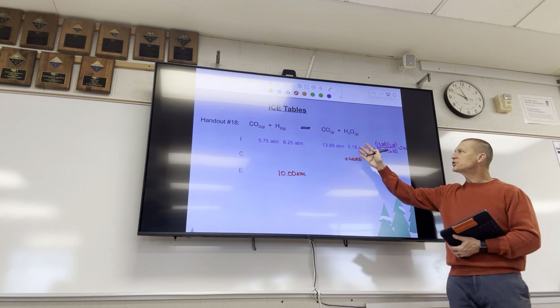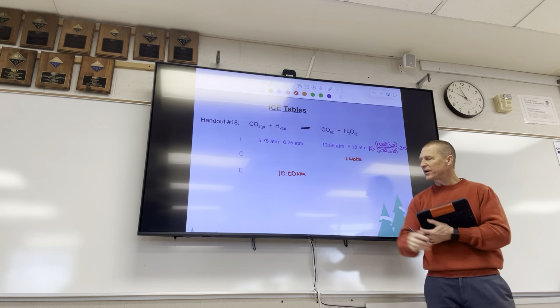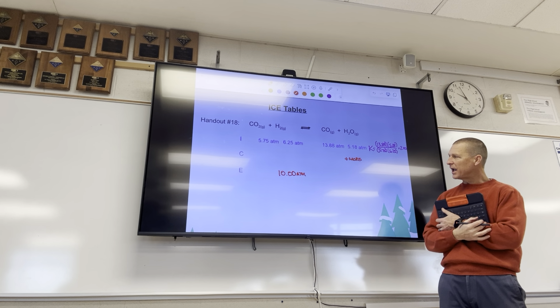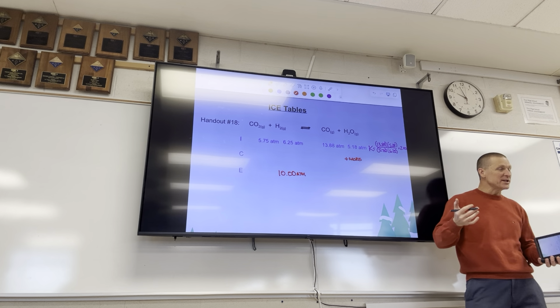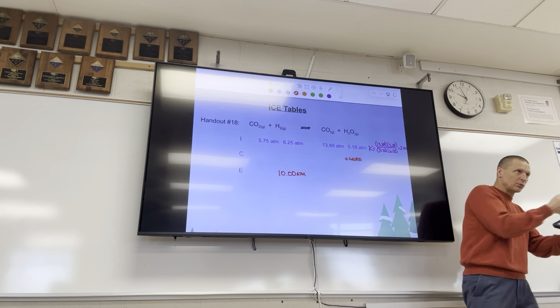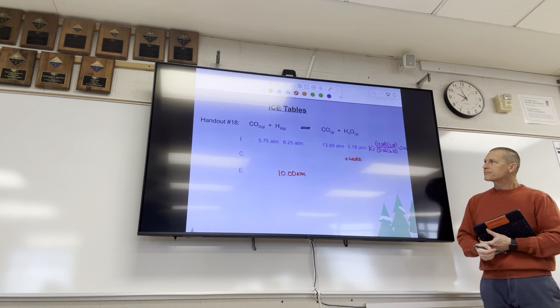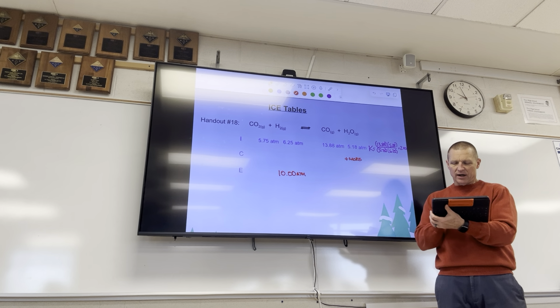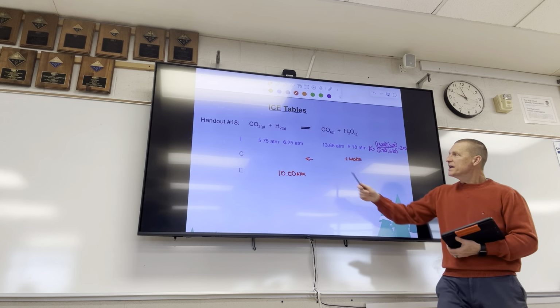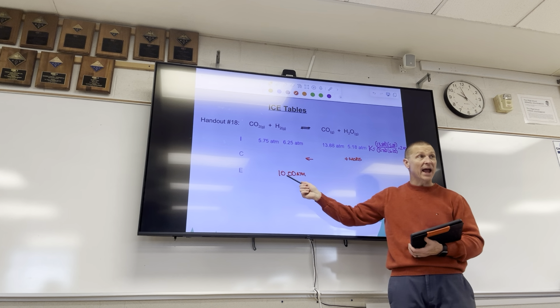So we don't know how much water got added to this thing, but it caused the reaction to shift to the left so that hydrogen on the left side became 10. Now that is Le Chatelier's principle. If you add more reactant, it will shift to the right. If you add more product, it will shift to the left. When more water was added, the reaction was forced that way.